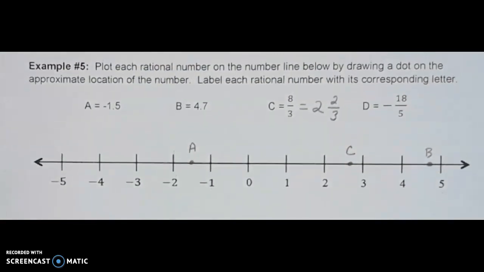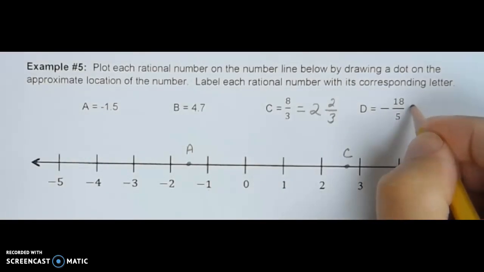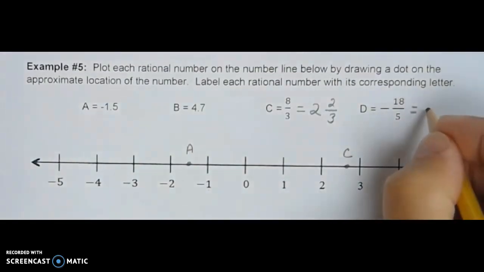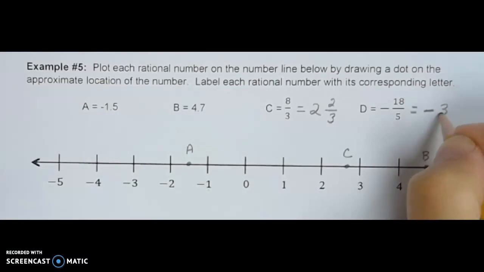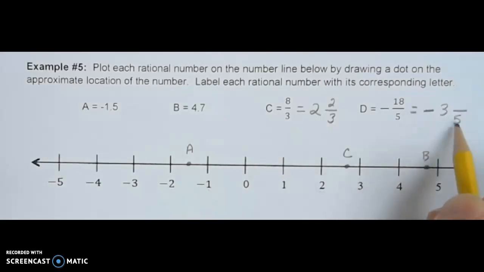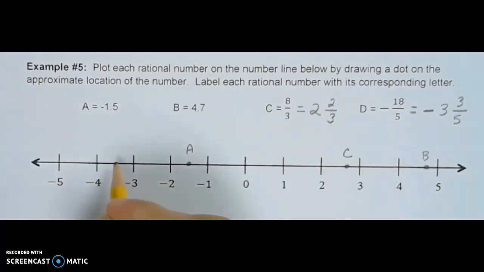And finally, point D, -18/5. Well, again, I'm going to convert this into a mixed number. I'm going to write my negative symbol, and now I'm just going to do the division, 18 divided by 5. 5 goes into 18 3 times. Okay, I'm going to keep that denominator of 5. And 5 times 3 is 15, which means that there are 3/5 left over. So -3 and 3/5 is between -3 and -4. And again, it's going to be a little bit closer to the -4, approximately right here is point D.